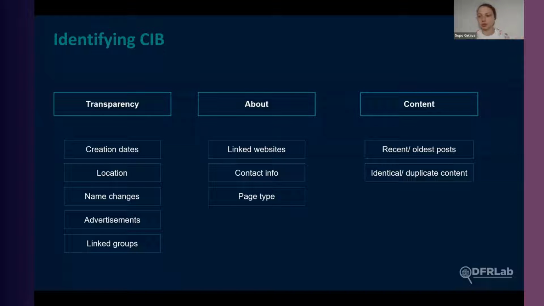And of course the content, because we are researchers, and one thing is to identify inauthentic behavior and coordination, but another thing is also to identify what type of content is disseminated there. So any content might be interesting for us.